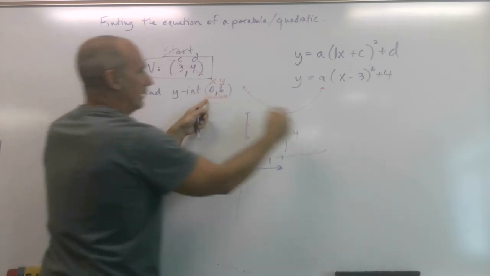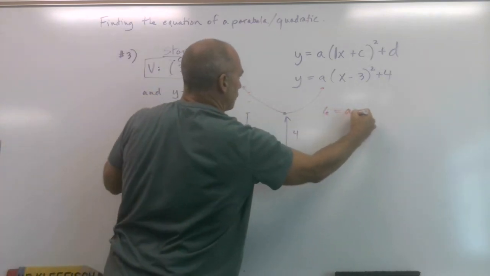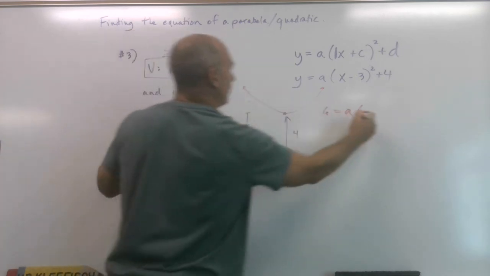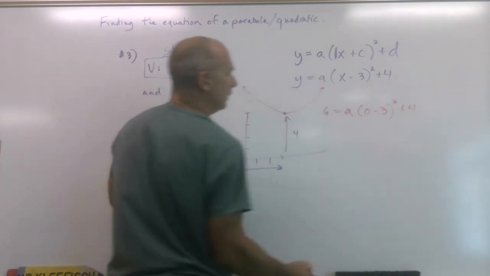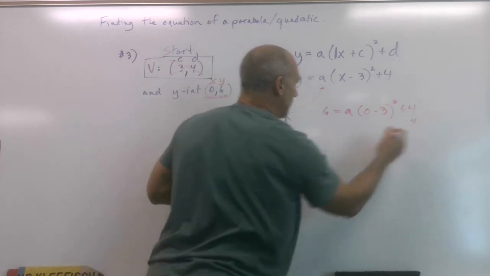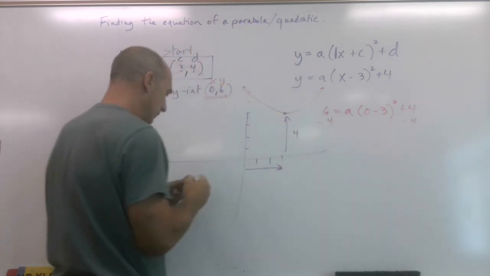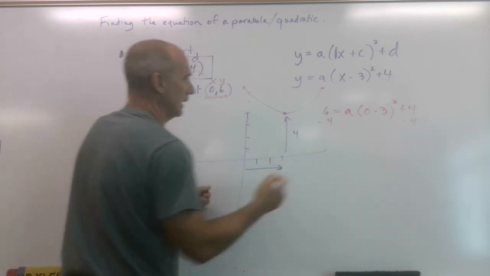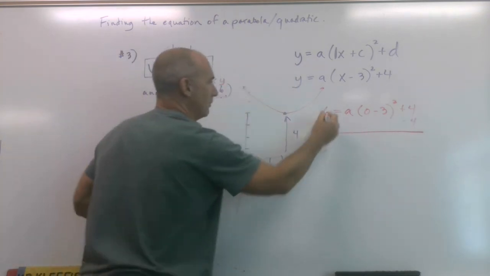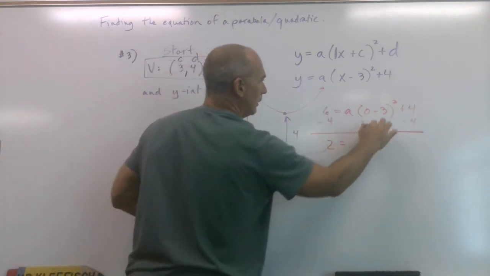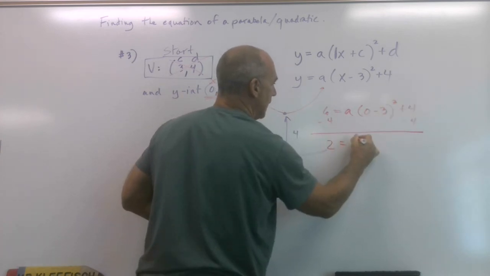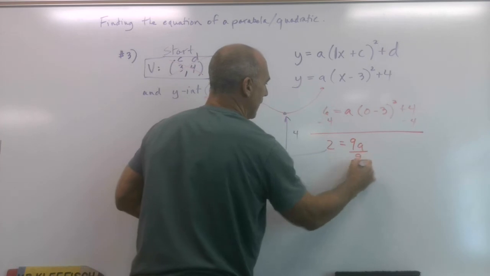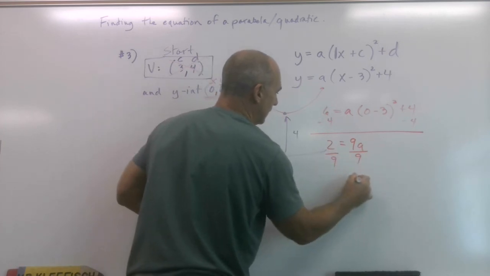So y is 6. I'm trying to find a. X is 0, minus 3 squared plus 4. Now I'm going to take care of that 4 right now. Bring it over to the other side. 6 minus 4 is 2. Negative 3 squared is 9. So I get 9a. Divide by 9, divide by 9. I get a is 2/9.